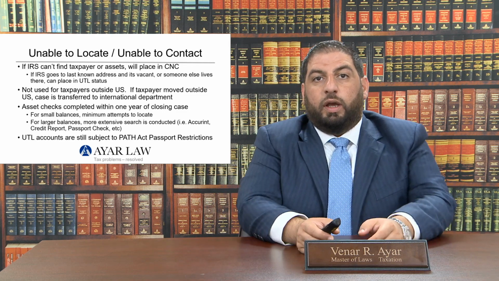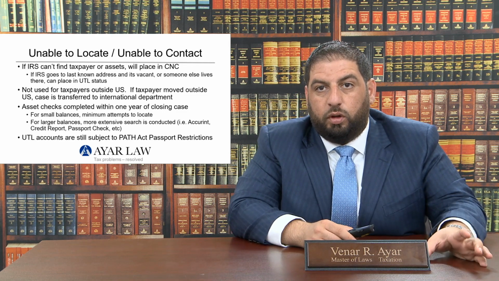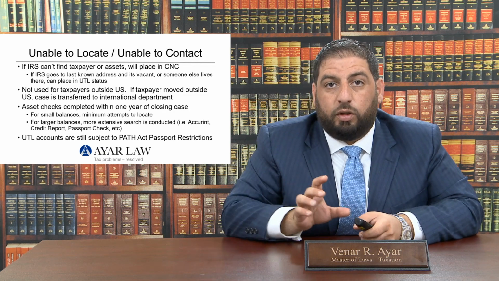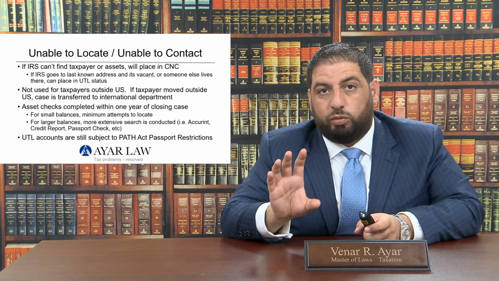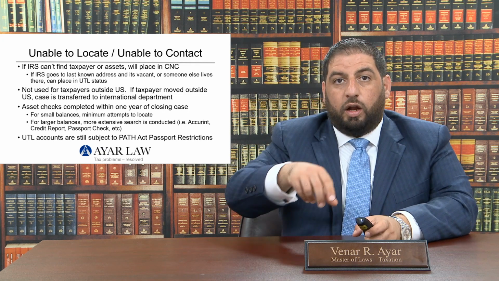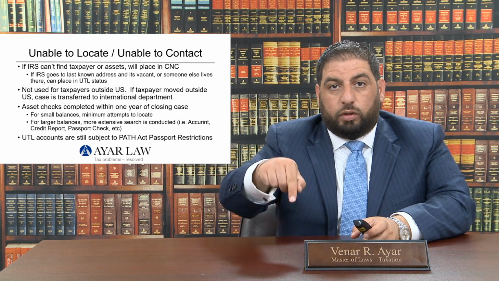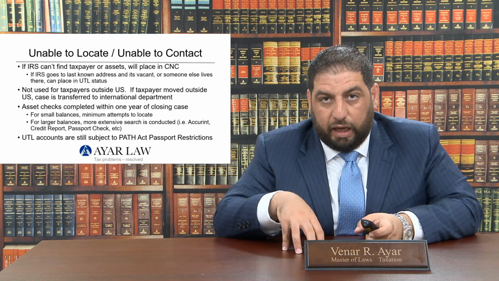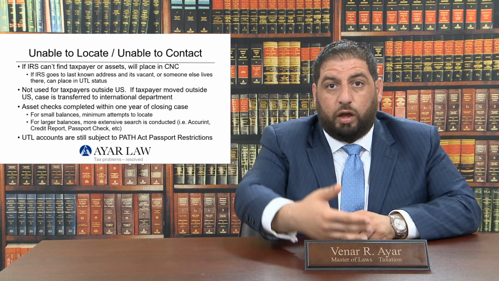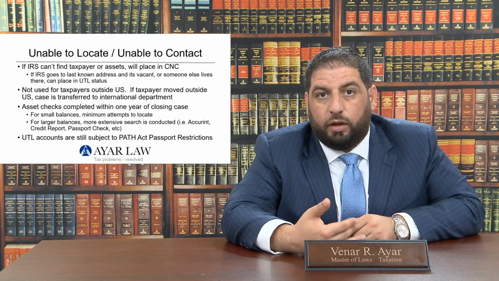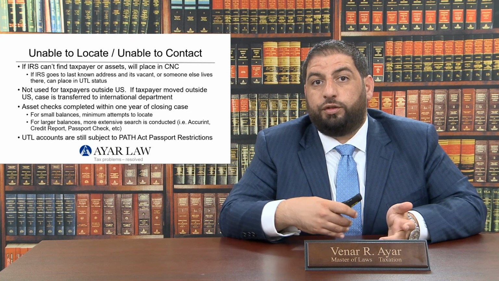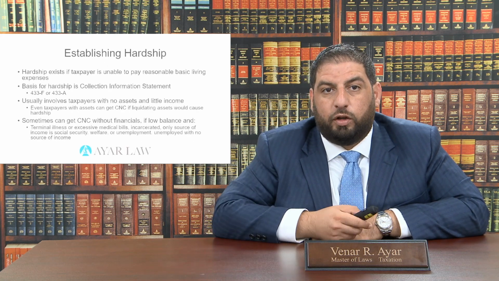Now, the difference between an economic hardship non-collectible and an unable to locate non-collectible, the biggest difference is that the unable to locate non-collectible are still subject to the passport restrictions in the PATH Act. If a taxpayer is seriously delinquent on their tax debt, then the State Department is not allowed to grant you a passport under the PATH Act. However, if you're seriously delinquent and you're on economic hardship CNC, then they can't deny your passport. But if you're seriously delinquent and you're on UTL CNC status, then they still will deny your passport.